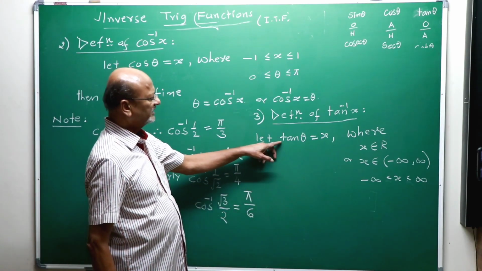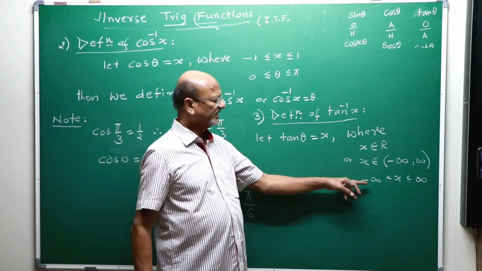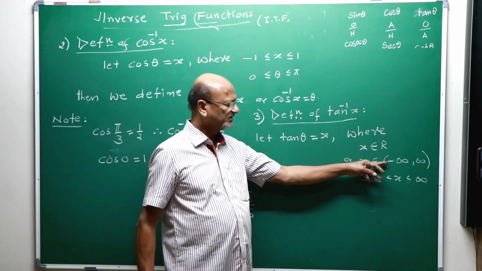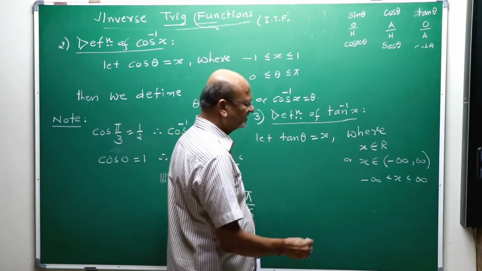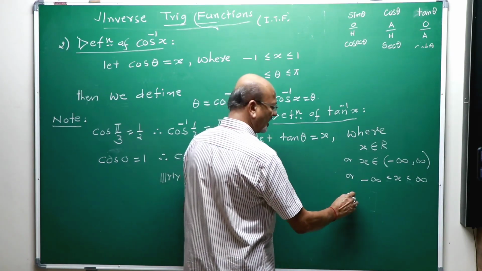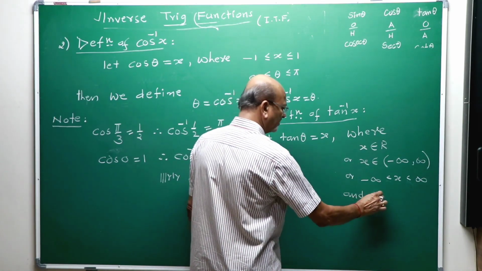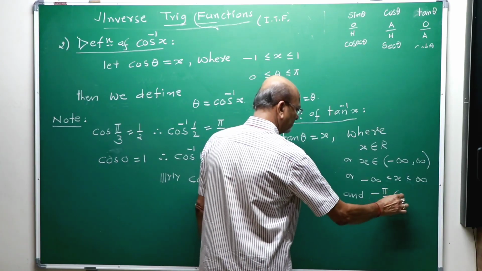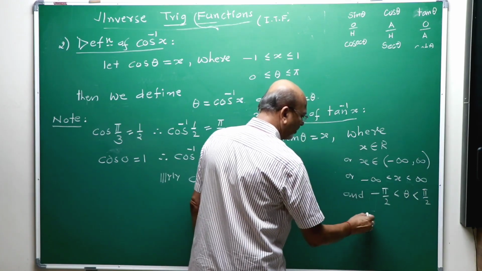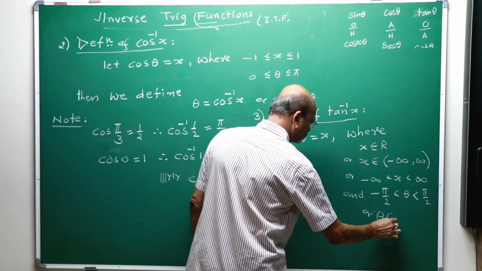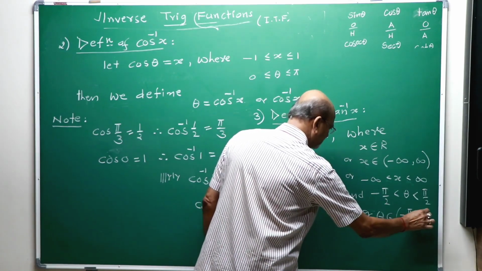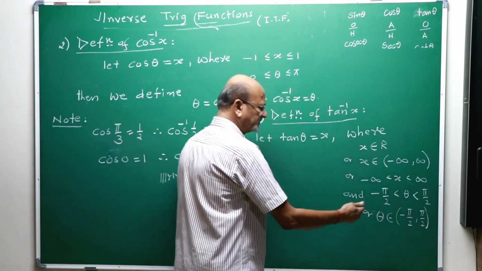Yes, friends. Let tan theta equal to x, where you can write any one: x belongs to the set of real numbers, otherwise x belongs to minus infinity to plus infinity, or the third symbol, minus infinity less than x less than plus infinity. And what about the angle? Minus pi by 2 less than theta less than pi by 2, open interval. Or you can write theta belongs to the open interval minus pi by 2 to plus pi by 2. Anything you can write, either the above or otherwise the below.